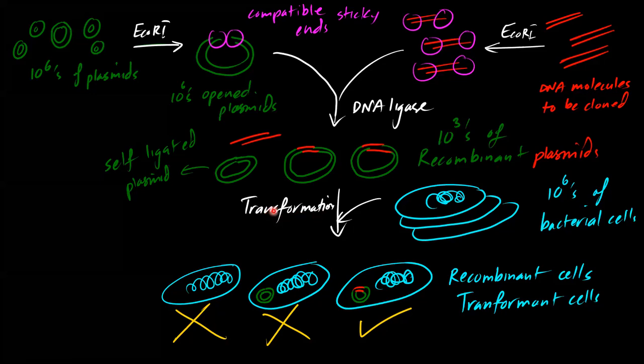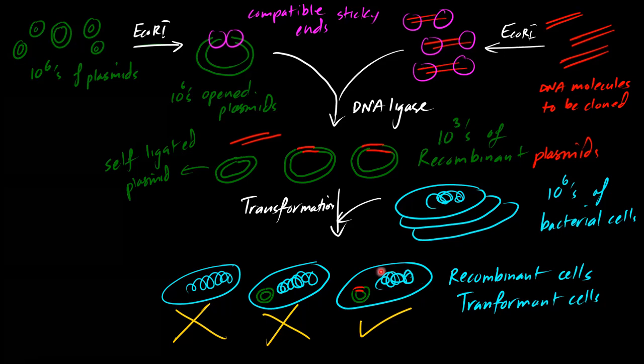There are other techniques that could be used to introduce plasmids into bacteria. Now, when we do cloning, we want the bacteria to have the correct recombinant plasmid. And this bacteria is called transformant bacteria or recombinant bacteria or recombinant cells or transformant cells.